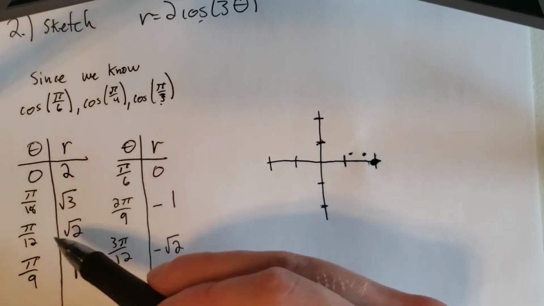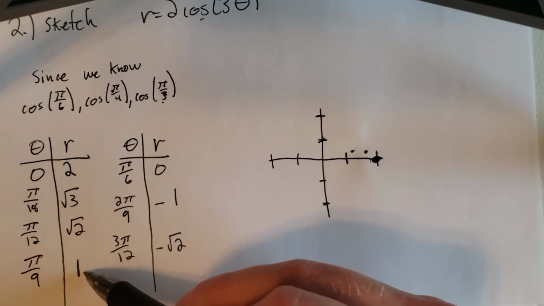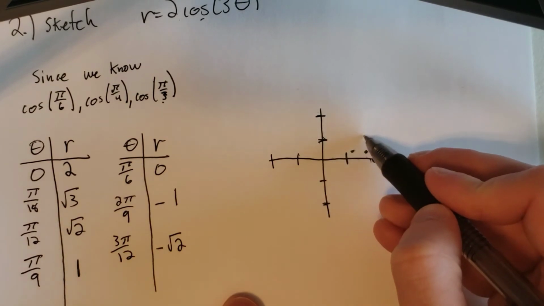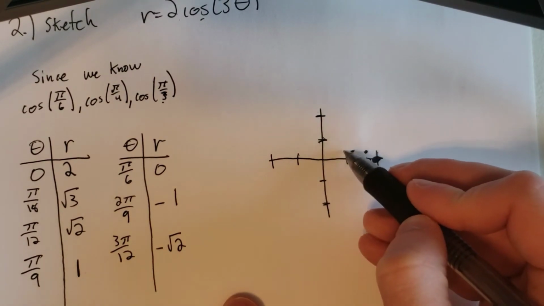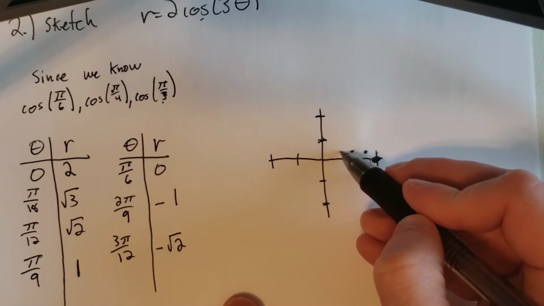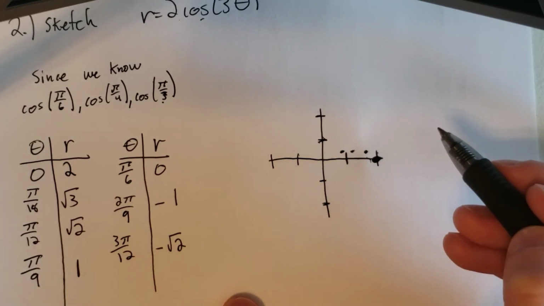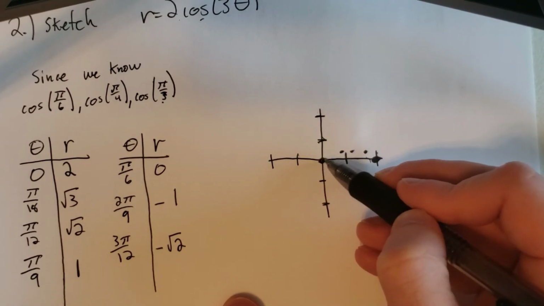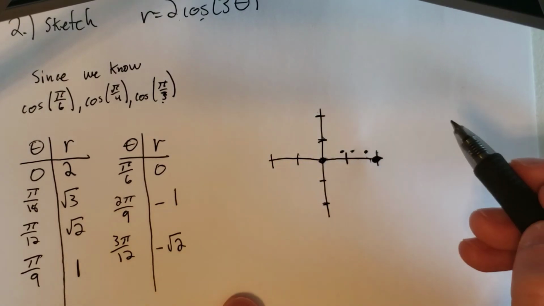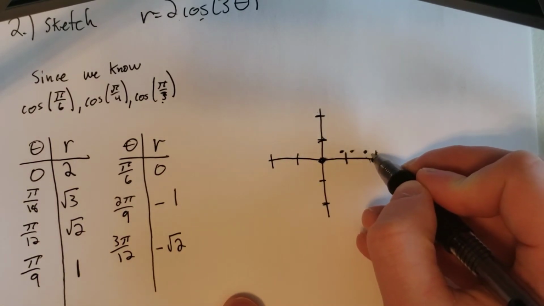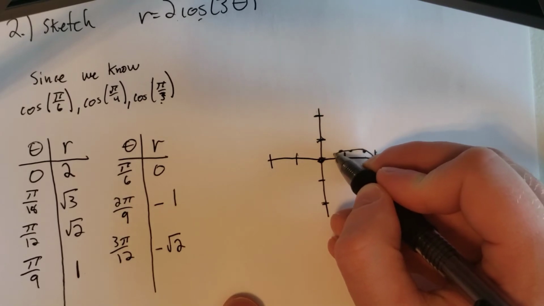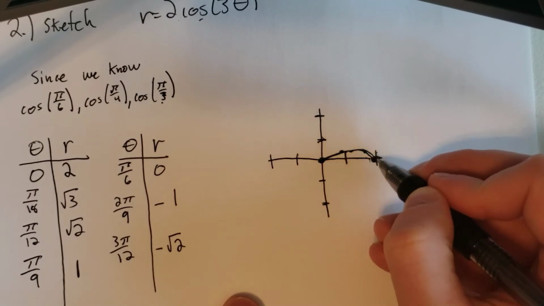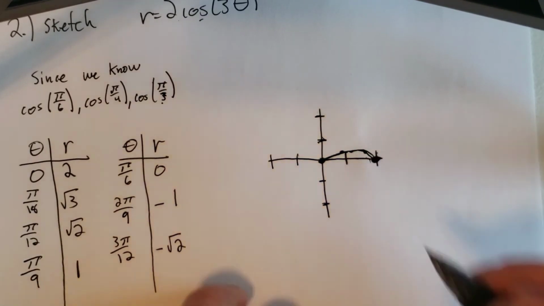Then we have pi over 9, or theta's pi over 9, r is 1. Pi over 9 is, again, still not a very steep angle. And so we go out to a radius of 1, which is about here. The next one is pi over 6, 0. And then r is 0, so if r is 0, that's just the origin. So what we start to see is this arc here, and that's going to be the top half of the rose, or leaf of the rose, that's over on the right-hand side.